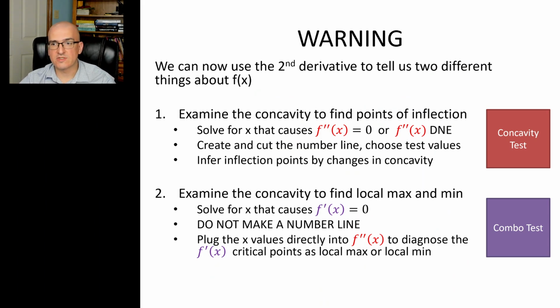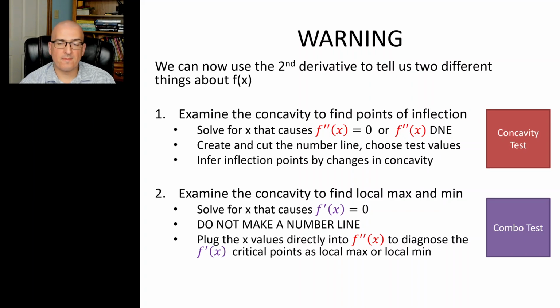Okay, so just to warn you and to use the vocabulary that I'm going to use for the course, the second derivative can be used in two different ways to extract information about the function f of x. We can use it to extract information about concavity, and we can use it to extract information about max and min. For the second one, we haven't done that yet. I'm about to show you some examples of how it works.